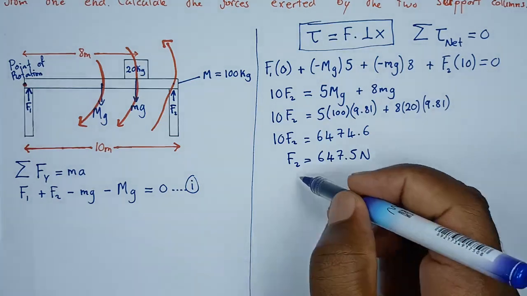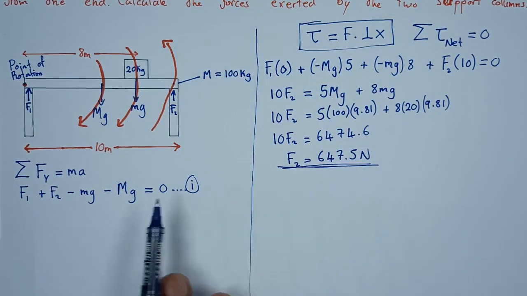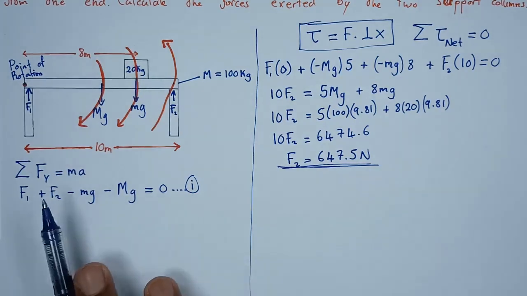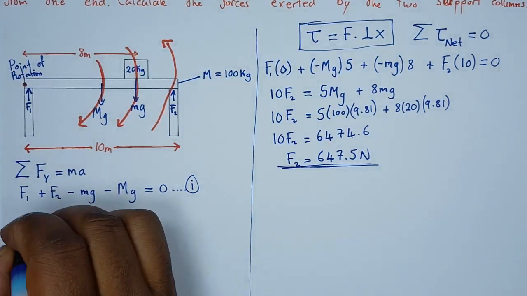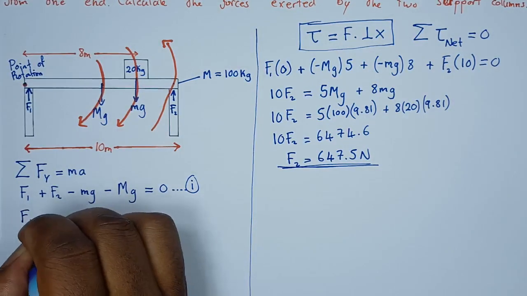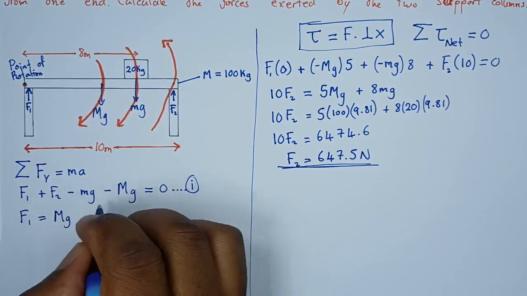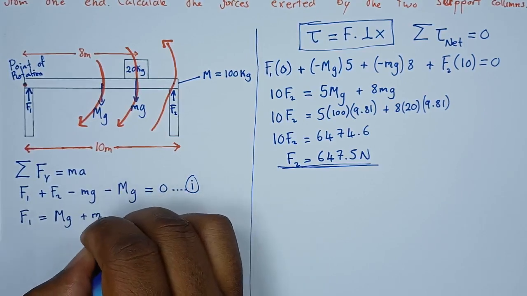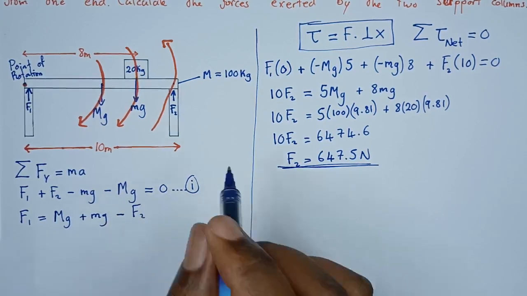Okay, so now that we have that force, we can go ahead and calculate F1. Remember, we want the two forces. So we have F2. How can we find F1? To find F1, we're going to go back to the equation that we created here. So let's make F1 the subject of the formula. F1 is equal to, so mg crosses the equal sign and becomes positive, plus mg crosses and becomes positive, minus F2.